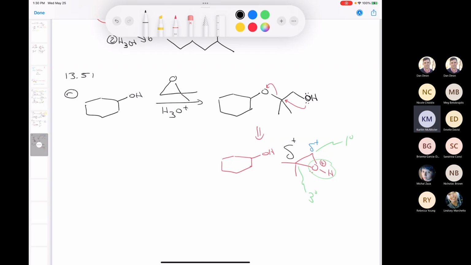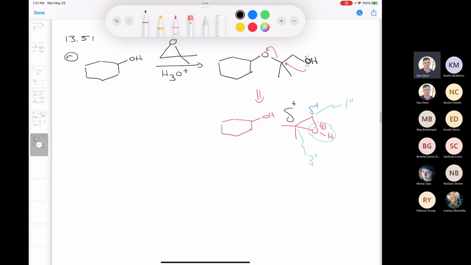So if you do the ring opening with the strong nucleophile, then does it always attack the least substituted position? Yes, always. 100% of the time. So let's say you took, just for example, that same epoxide and you treated it with methyl Grignard. So just CH3 minus MgBr plus. It's always 100% of the time going to attack the least hindered position.